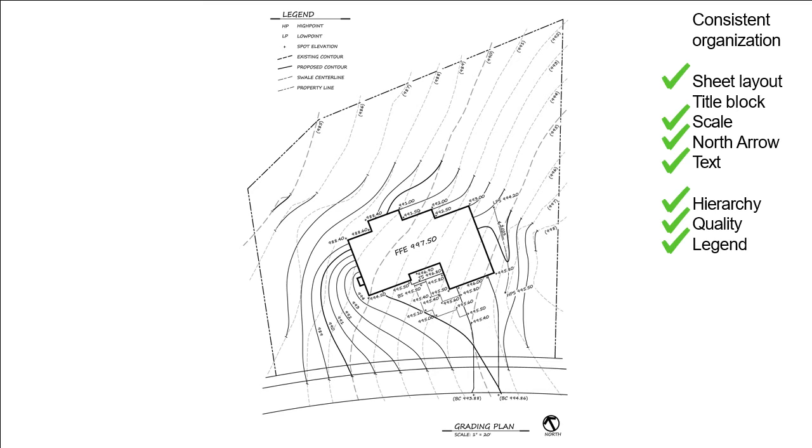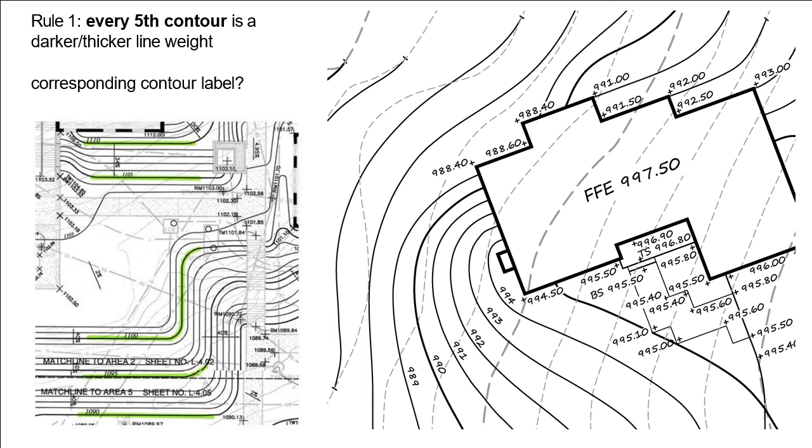These are all things that you're going to need to include in this exercise. But we have a few more rules that we need to emphasize for you so that you can understand some of the requirements. Rule number 1, every fifth contour must be darker, thicker line weight than the other contours. This fifth contour is often referred to as an index contour, and it is done to make the drawing easier to read. So again, every fifth contour, whether it is an existing contour or a proposed contour, must be darker, thicker line weight.